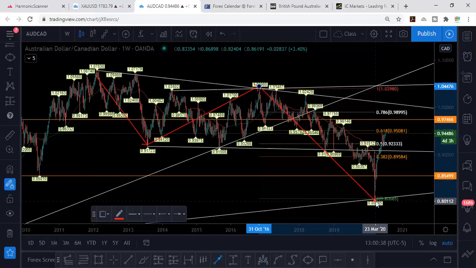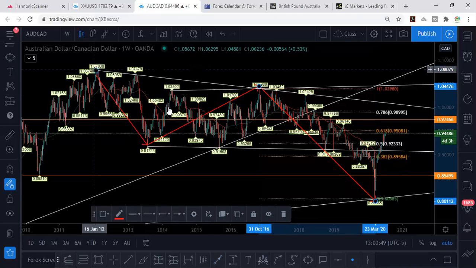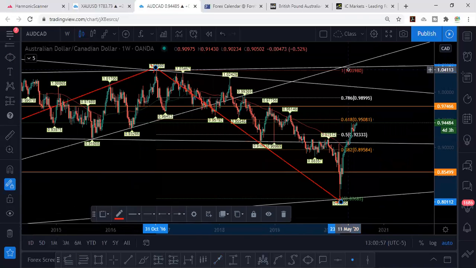Yeah. Okay, good. So our golden ratio that we drew here, this golden ratio 977,466, is the golden ratio of this entire movement from the highest point to the lowest. However, we have another that could be a resistance.